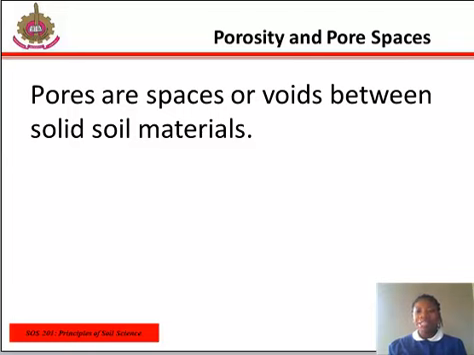Pores are spaces or voids between solid soil materials. The occurrence or abundance of pores in soil is of pedological significance because a soil with many coarse pores will be much more aerated and better drained than one with very few pores. So when describing pores in detail, a definite sequence of terms should be consistently followed.